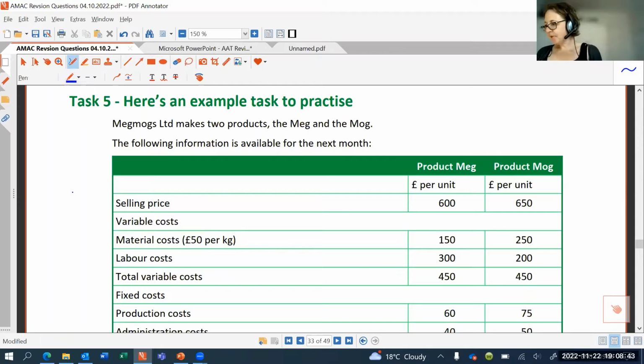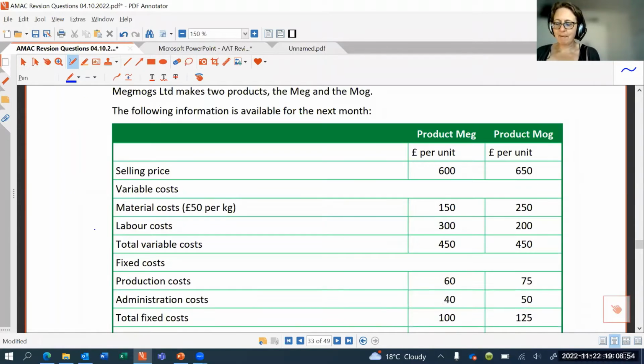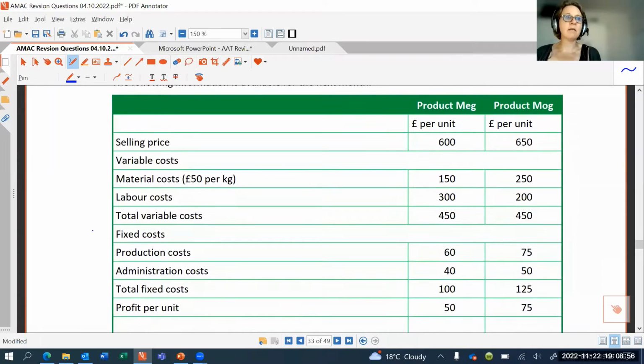Here it is. The task we're going to cover this evening is called MEG-MOGs. And MEG-MOGs, crucially, makes 2 products, a MEG and a MOG. We've then got some information about each product, MEG and MOG, which you can see in the columns alongside each other. And I think it's quite important with this sort of question, when I'm presented with information in a table format like this, that I understand exactly what I've been told. So I can see I've got the selling price up at the top here, and I can see that these are the amounts of money per unit. That's quite important. So the unit figures. So here's my selling price.